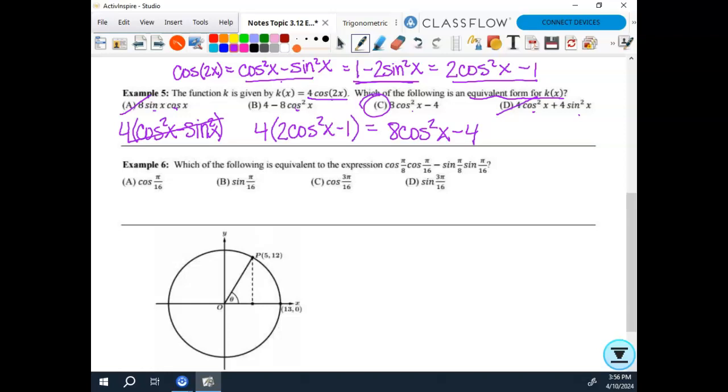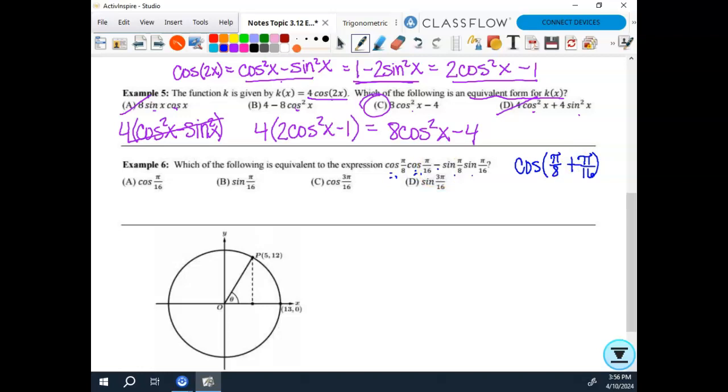Equivalent forms, right? Okay, so now I have this. I have cosine of pi over 8, cosine of pi over 16, minus sine times sine. So here's what I know. I know that if these don't change, that's cosine. So this is going to be cosine of either a plus b, so of either pi 8ths plus pi 16ths or pi 8 minus pi 16ths.